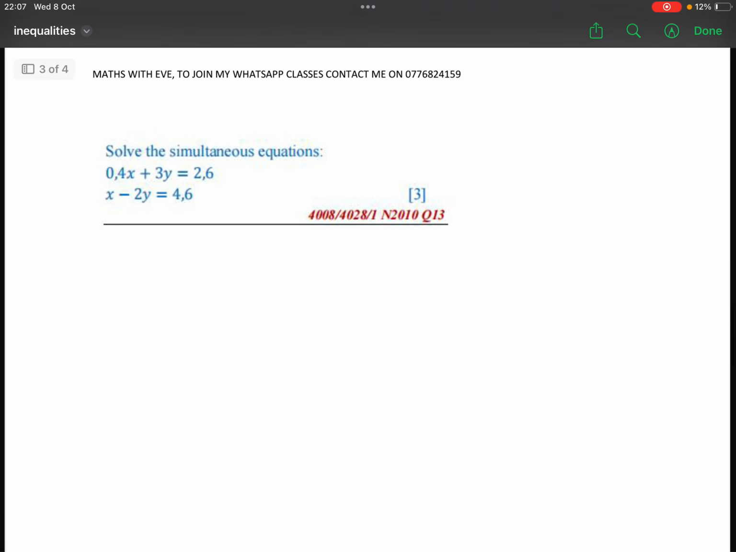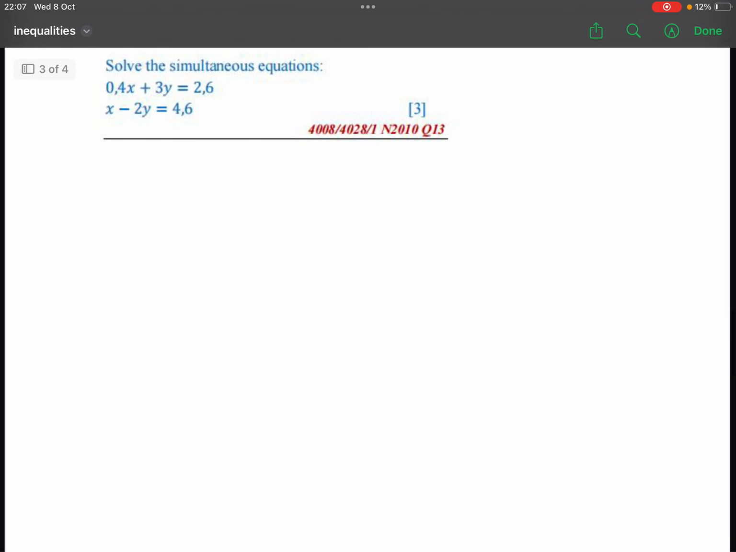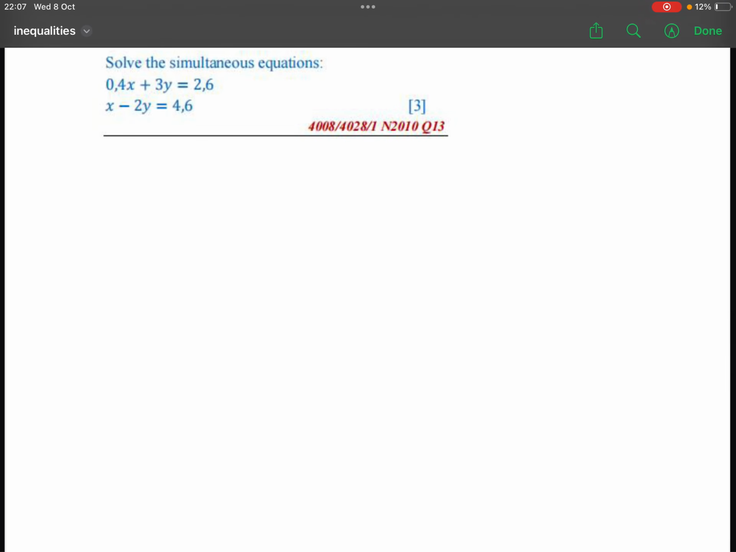We can proceed to the third example. It was from November 2010. They can ask you a simultaneous equation with decimals. For example, in November 2010, it was having the decimals. So here, I decided to eliminate y. So I'm going to put a bracket outside like this.